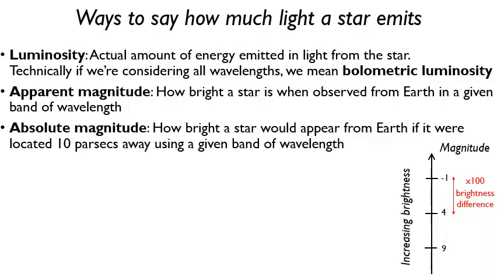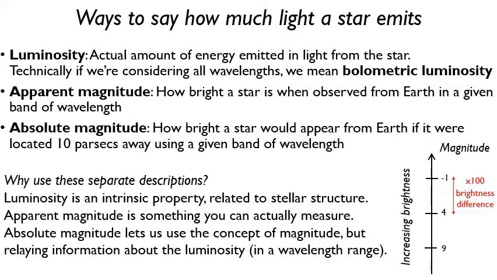When we talk about magnitude, it's important to note that for historical reasons, a larger number is a less bright object. So the more negative the magnitude is, the brighter it is. And as you go to positive numbers, and increasingly positive numbers, you are less bright. Again, for historical reasons, 5 units of magnitude corresponds to a factor of 100 difference in brightness.